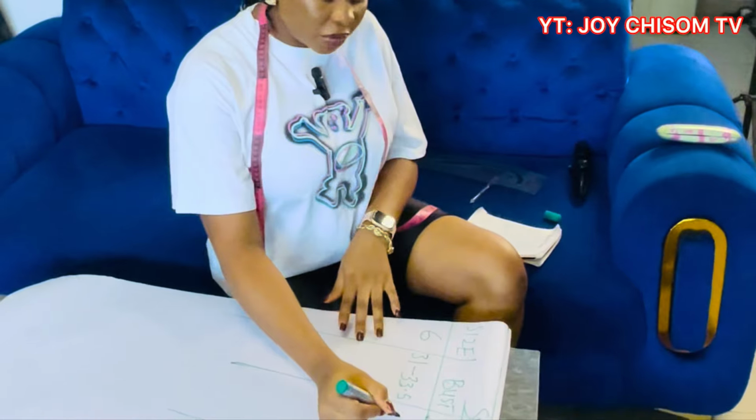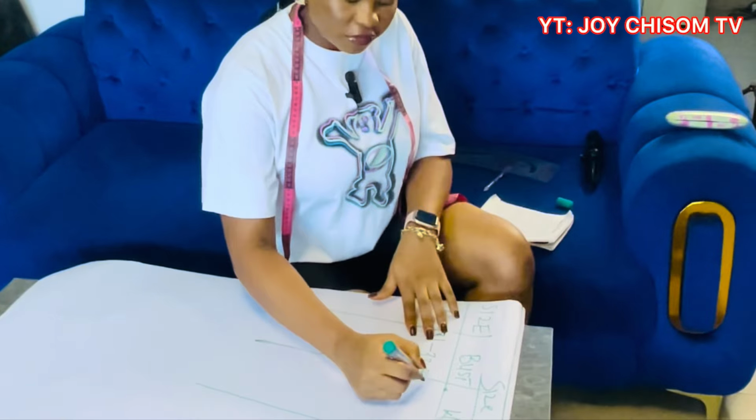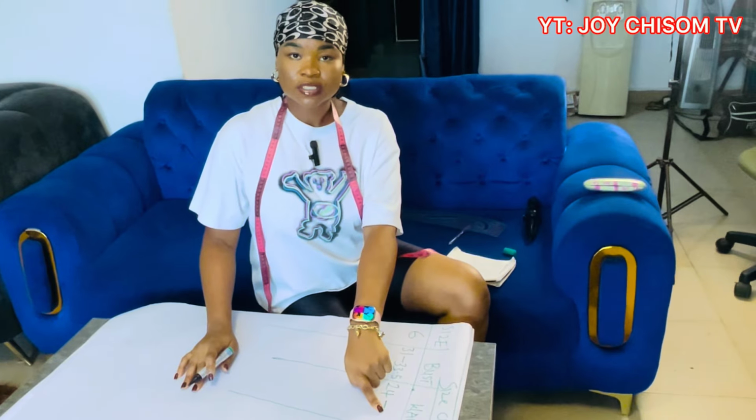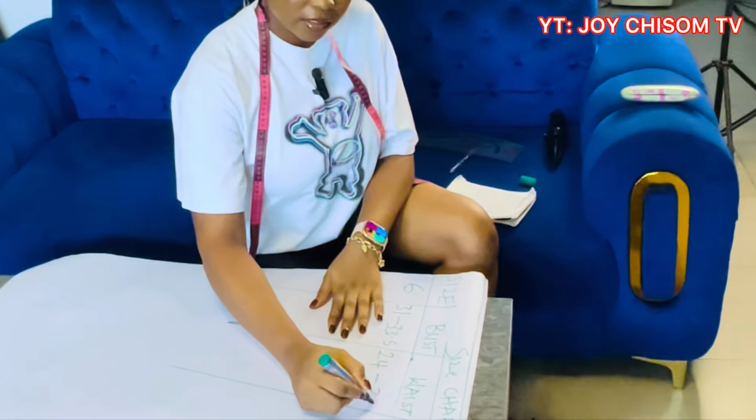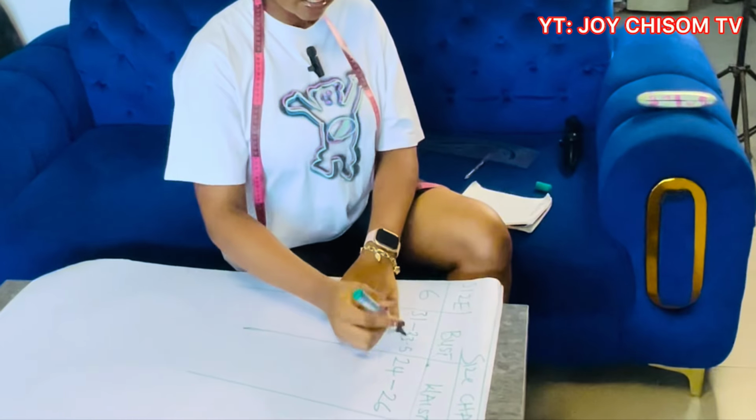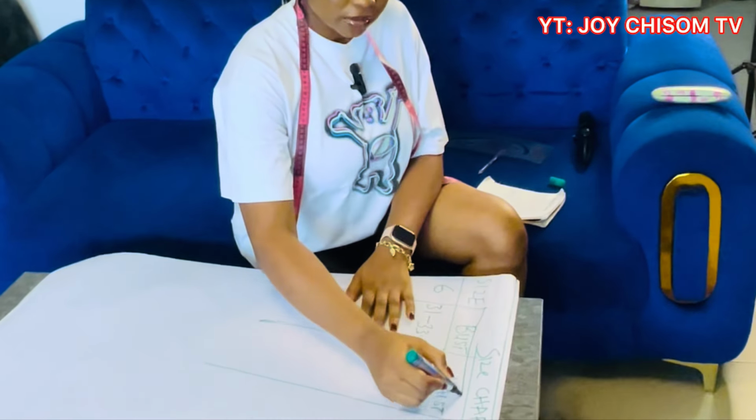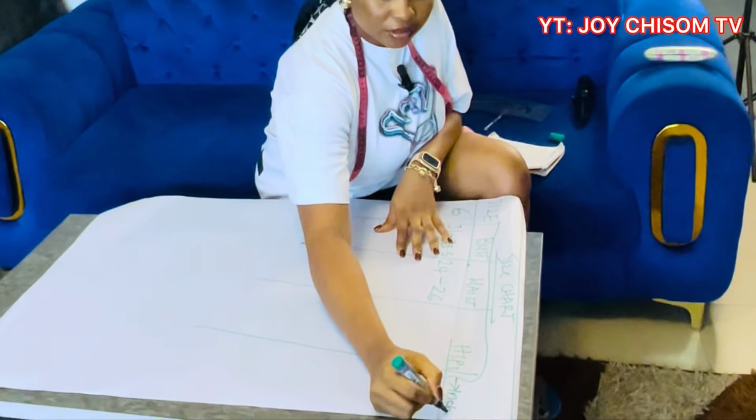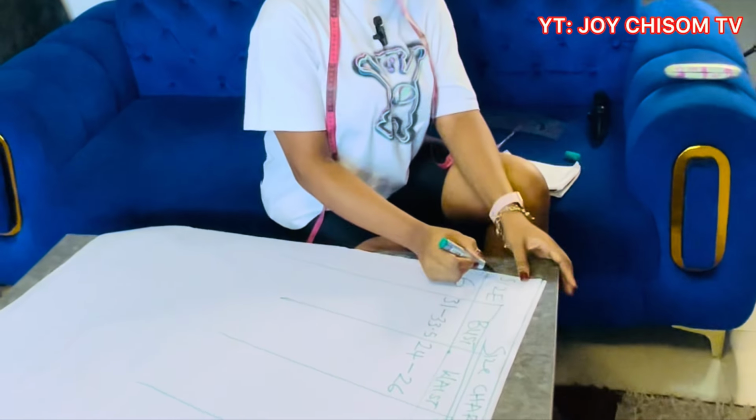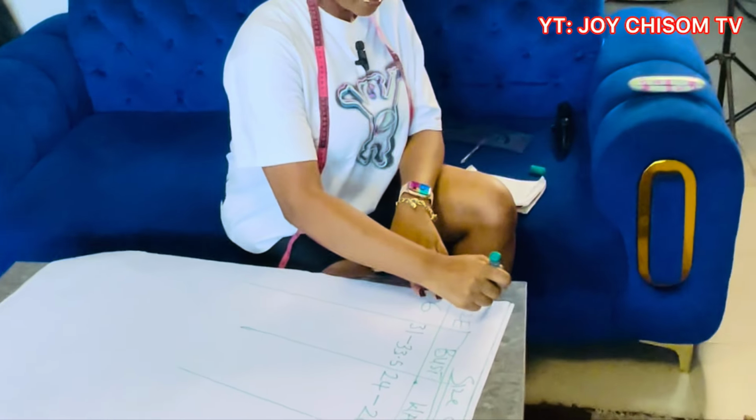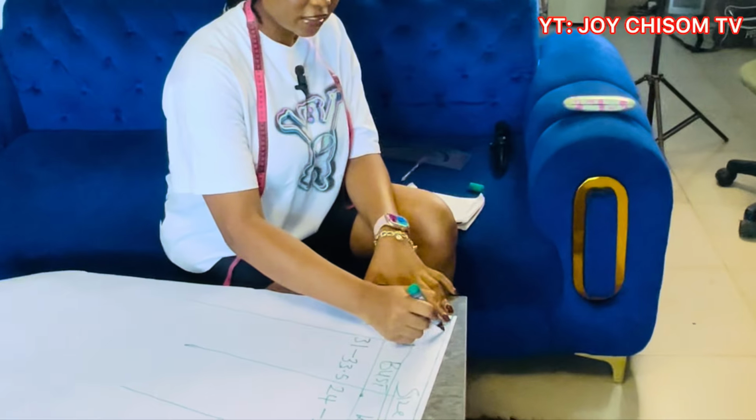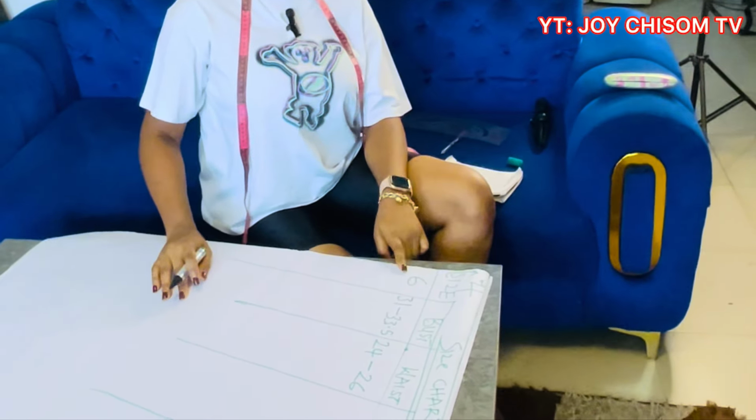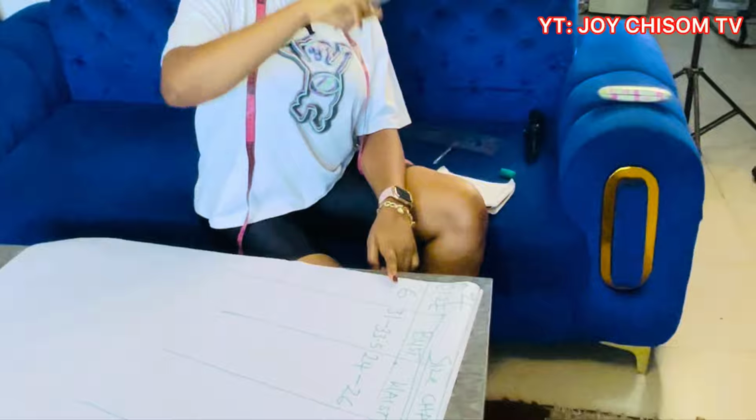Okay, now for the waist, I have 24 here. So what is going to be here? 26. These ones are inches. These ones here are inches. These ones here are a difference of 4. The sizes are a difference of 4, from UK to US.